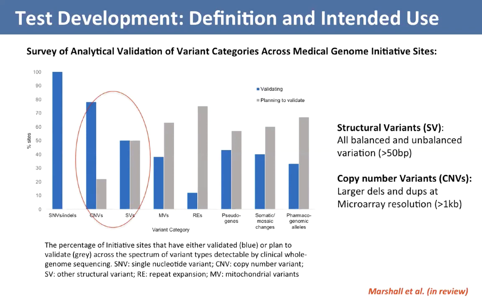Obviously copy number variation is a subset of the structural variation. And we've split it up this way just because copy number variants, traditionally at least for diagnostics, we're looking at larger variants, dels and duplications at microarray resolution greater than 1 kb, although you could argue that for a lot of the microarrays, the resolution is not as high as 1 kb.